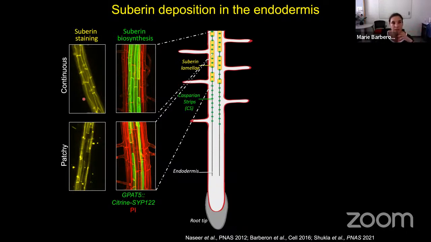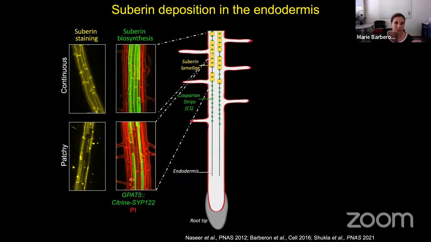So there are different ways that we are using to visualize suberization in root. Our favorite one is suberin staining with Fluorol Yellow, where we can whole mount stain roots and visualize suberin in entire plants or roots. We also have a suberin biosynthesis reporter line where we use the promoter of GPAT5, a key gene for suberin biosynthesis, and we can visualize with live imaging where suberin biosynthesis is happening in roots.